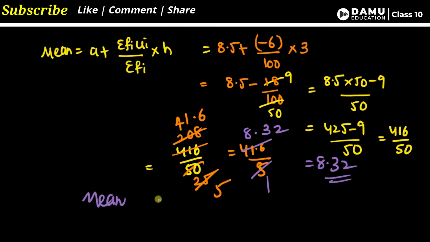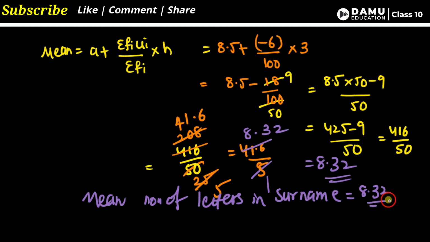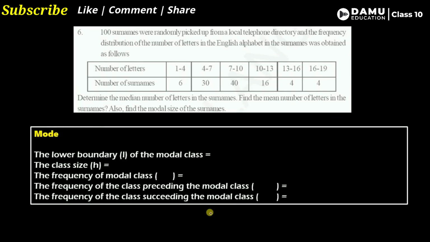What they are asking here is the mean number of letters in the surnames. Mean number of letters in the surname is 8.32. So this is the value. Then we'll move on to the next one.